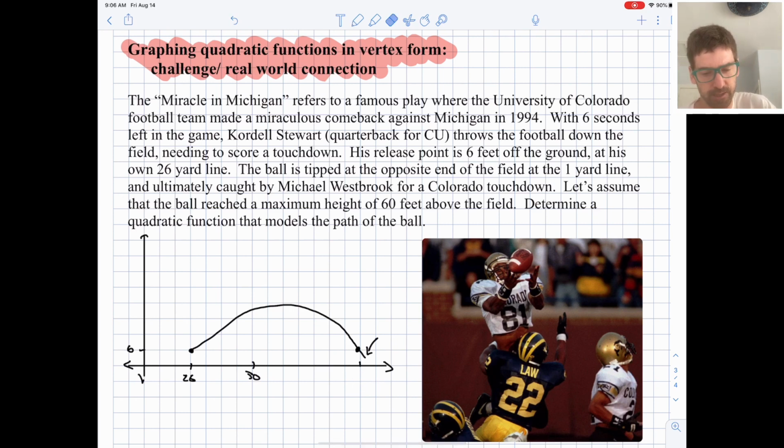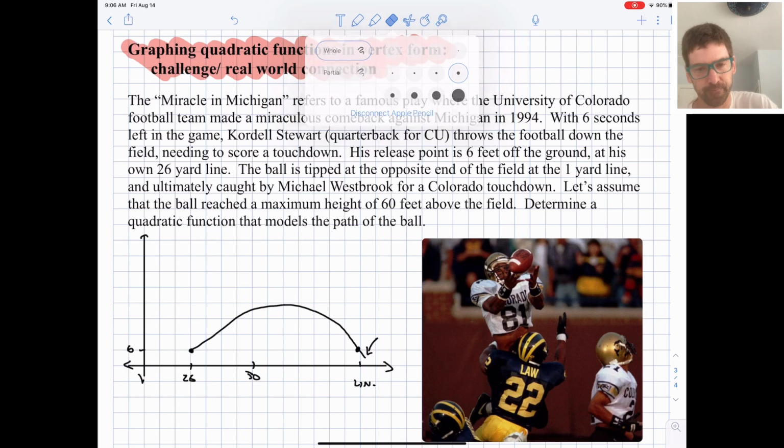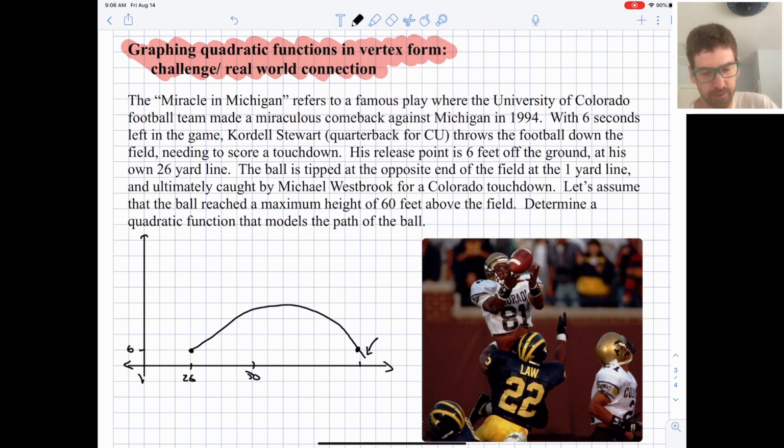So that is, whoops, let me not erase all those. And so that is the point 1 comma, let's call that 99, okay, because the football field is 100 yards long, so that's 1 comma 99 right there. Okay, and so we know right about here the ball was about 60 feet in the air.